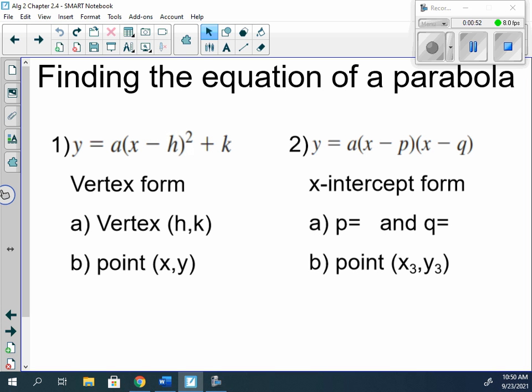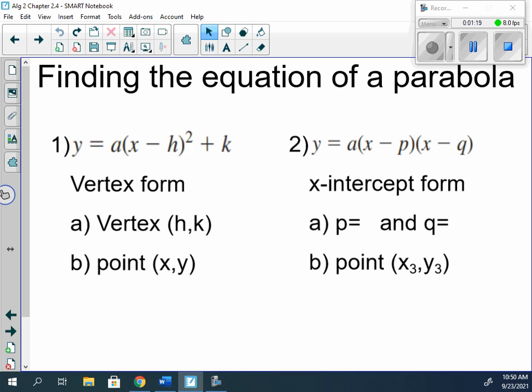Now, what we're doing is we're going back to finding the equations with these two sets here. The first one is vertex form. Y equals a parentheses x minus h squared plus k. And when we're finding these here, this equation in this form is whenever we're given the vertex and a point on the graph. If we're given the vertex and a point on a graph, we'll be using this equation.